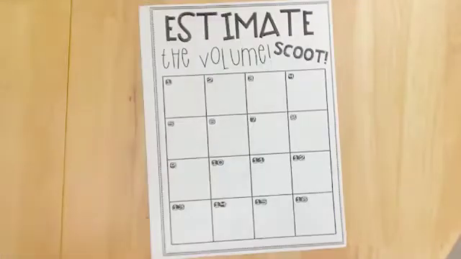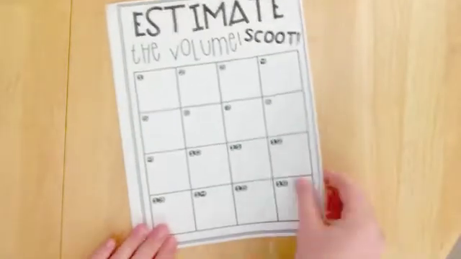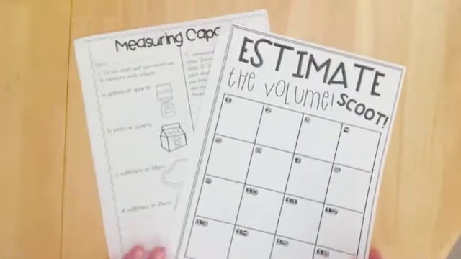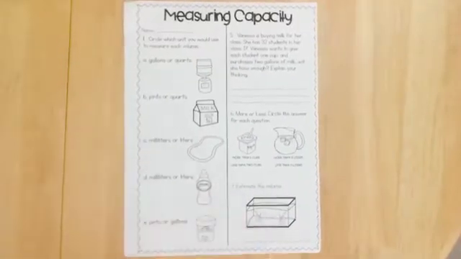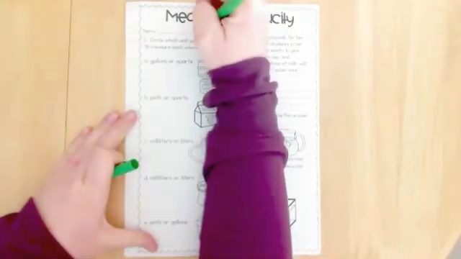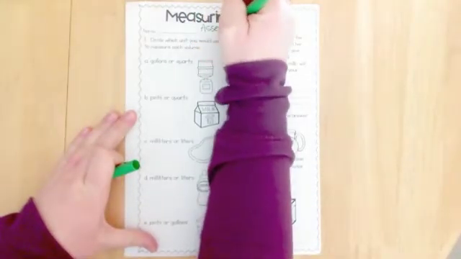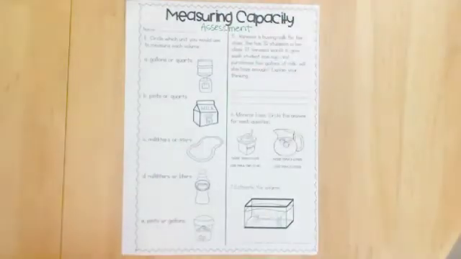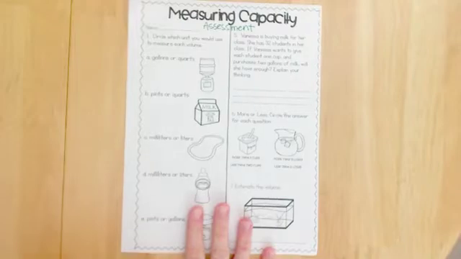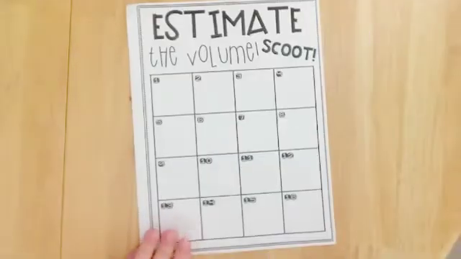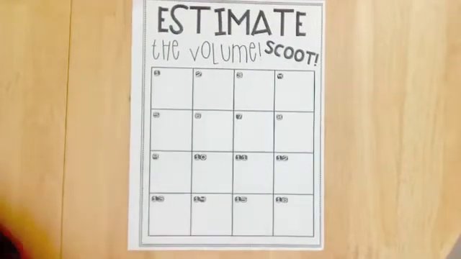So at the very back of your packet, go ahead and find these two pages. The first thing I want you to do today is your measuring capacity. This is your assessment. And I would like a picture of this sent back to me when you are all done. If this takes you a really long time, you can go ahead and stop after this. But if you have a little extra time in math today, I have a fun activity called Estimate the Volume Scoot. So you're going to find this paper when you are done.